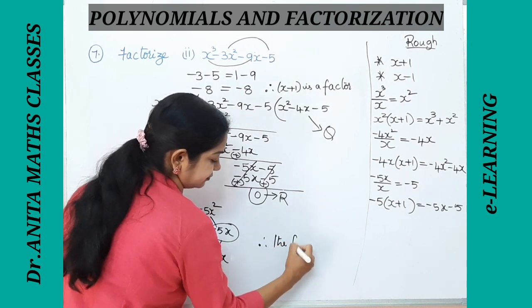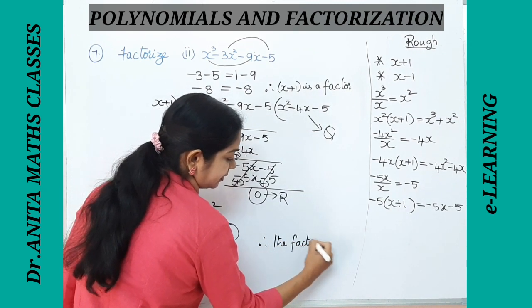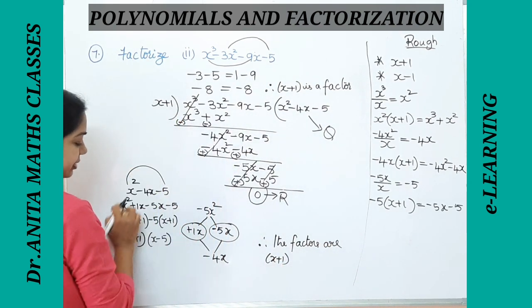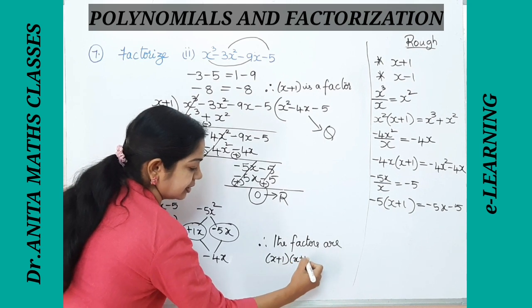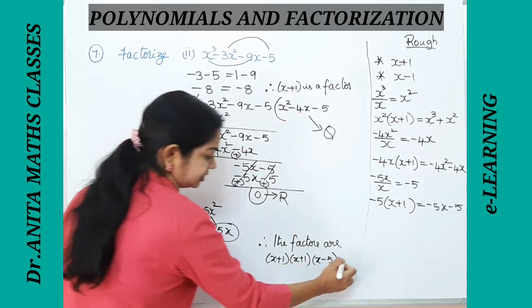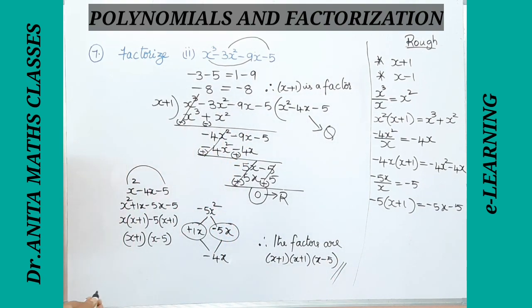the factors are: we have x plus 1, this x plus 1, and these two, again x plus 1 and x minus 5. Okay, x minus 5. These are the factors. Please pause the video and note it down.